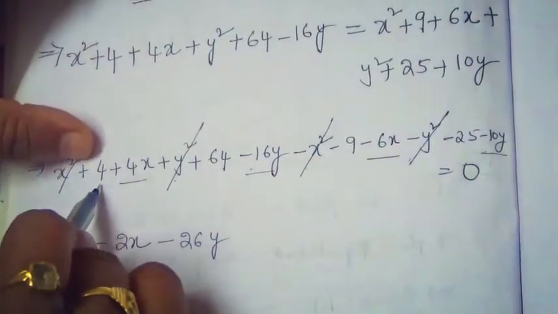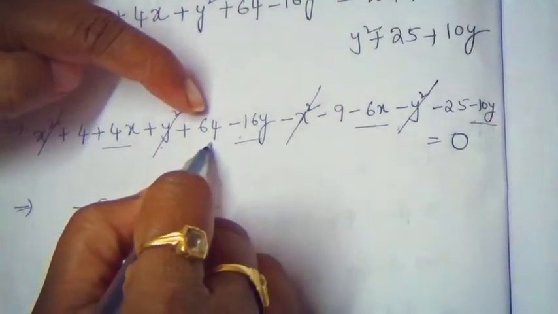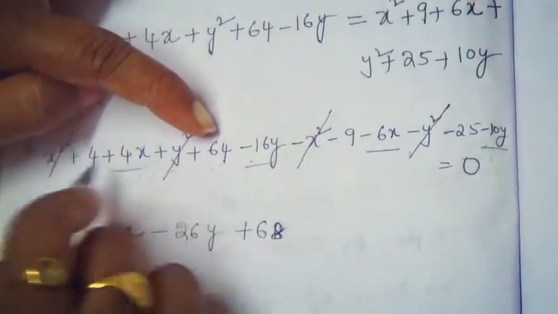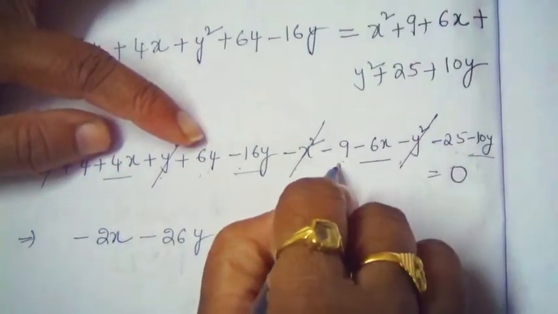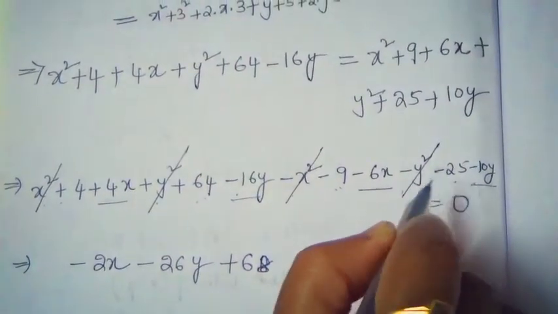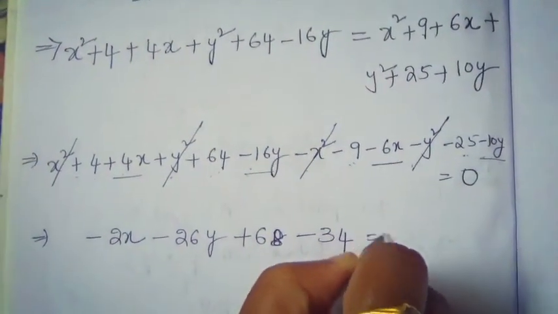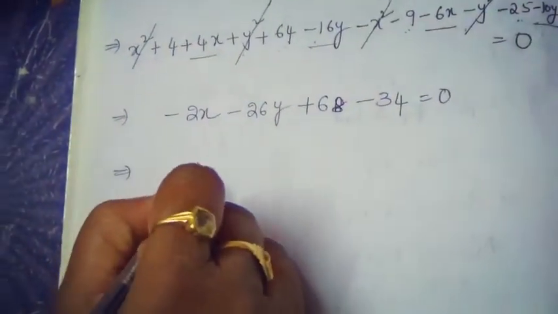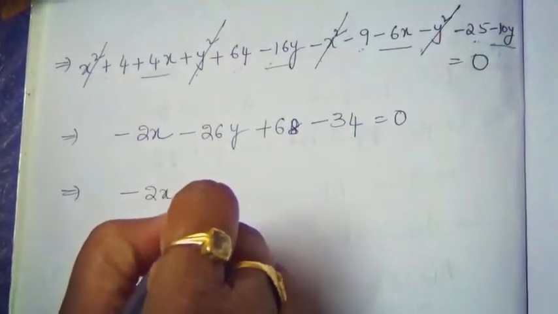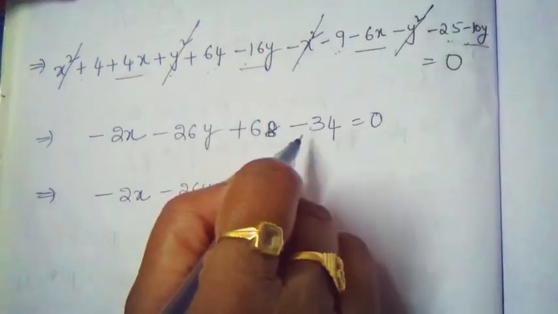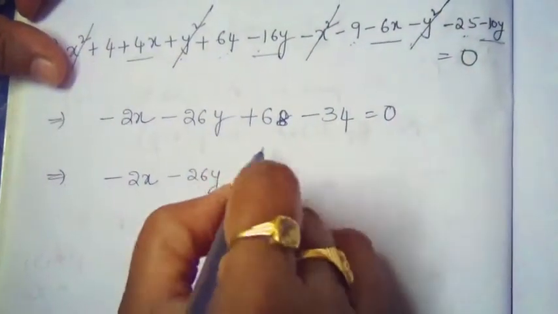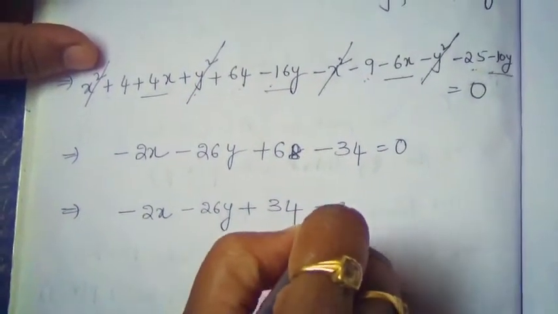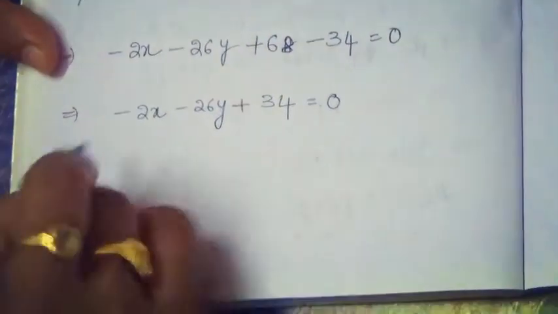Okay, next constants. 4 plus 64 is 68. These two are plus signs, these two are minus. Okay, minus 9 minus 25 is minus 34. That is equal to 0. That implies minus 2x minus 26y. When you subtract this 34 from 68, then you will get 34. That is equal to 0.